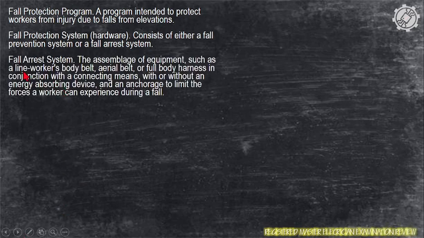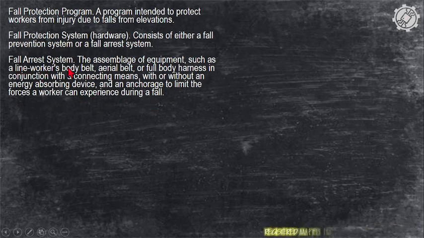Then we have fall arrest system. So the assemblage of equipment such as line worker's body belt, aerial belt, or full body harness in conjunction with connecting means with or without an energy absorbing device and an anchorage to limit the forces a worker can experience during a fall. Yan, no? So during a fall. So yan yung fall arrest system.